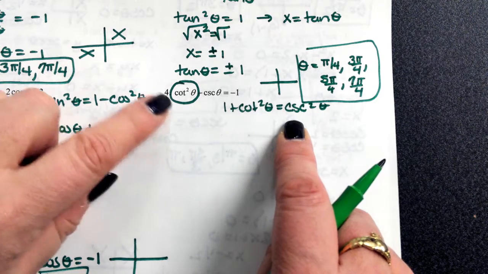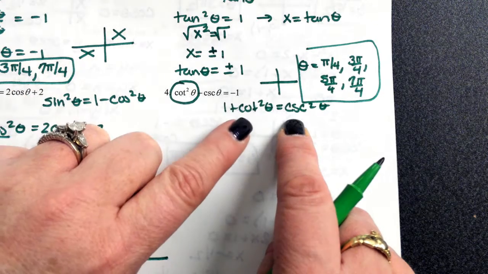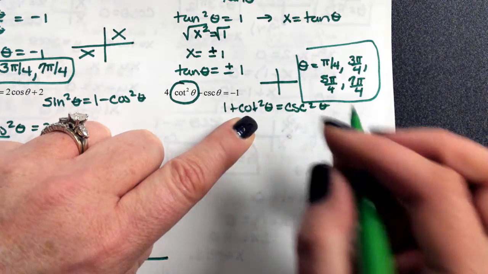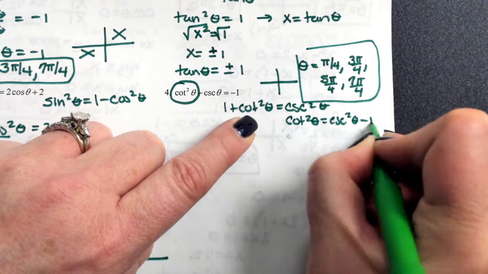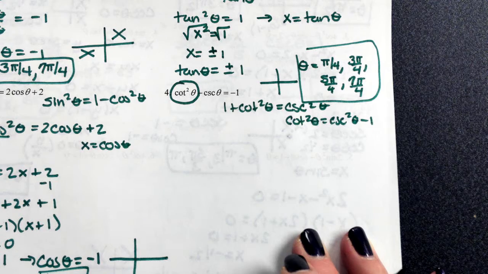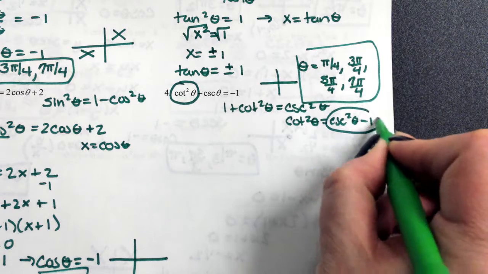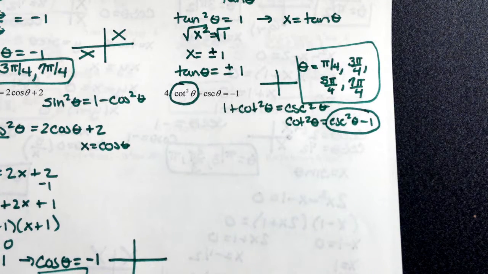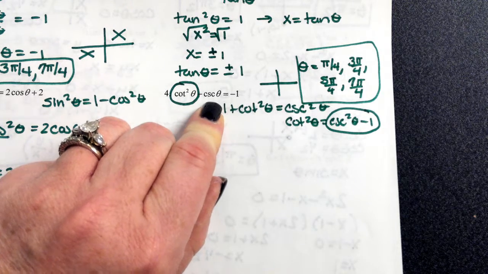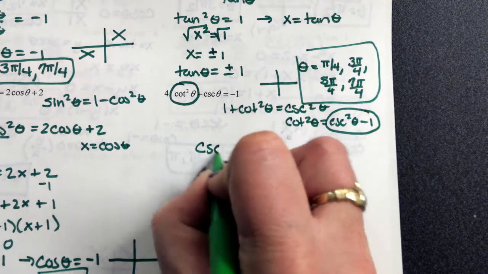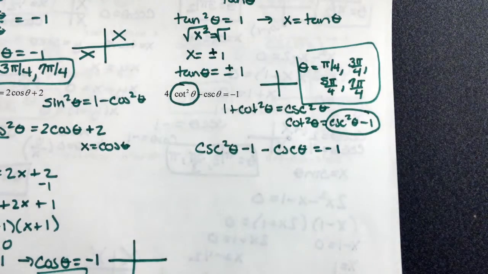So the idea is I want to get rid of this cotangent squared and replace it with a Pythagorean identity substitution. So I need to solve this for cotangent squared. So cotangent squared is equal to cosecant squared theta minus 1. So I can take out my cotangent squared and replace it with a cosecant squared minus 1, because then at least I have an equation in the form of all cosecants. So I have cosecant squared theta minus 1 minus cosecant theta is equal to negative 1.